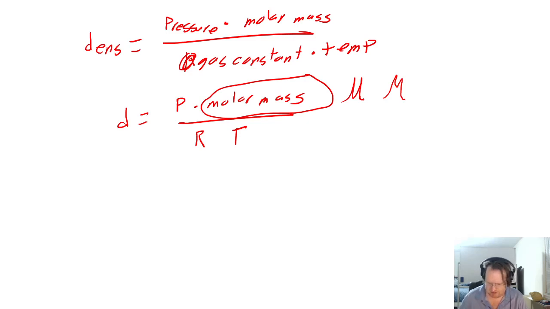This means we can plug some values in and get density. So let's do some practice with this.